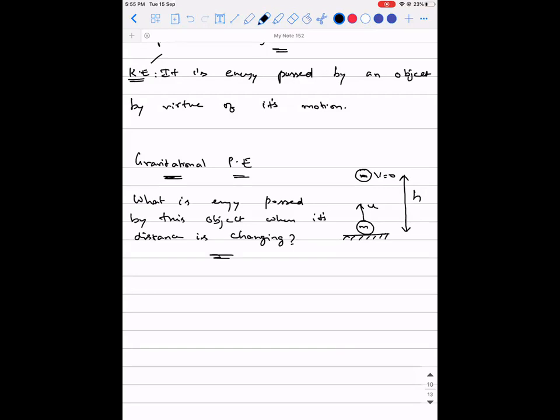So what exactly will happen? Can someone explain what is the physics behind this? There will be the weight of the object acting in the downward direction, that is mg, and the object is getting displaced in the upward direction, let's say by height h. Accepted? Yes or no?